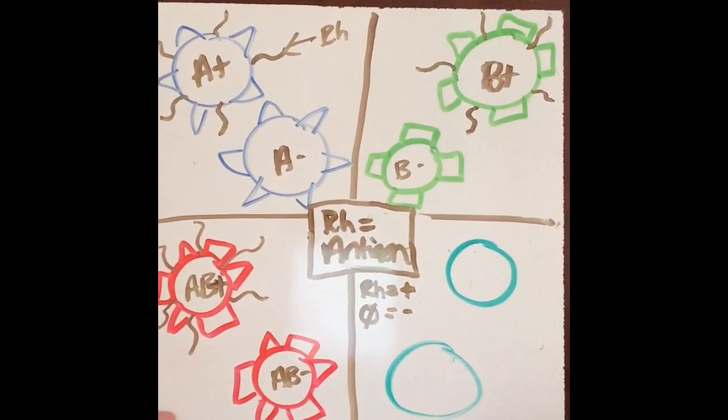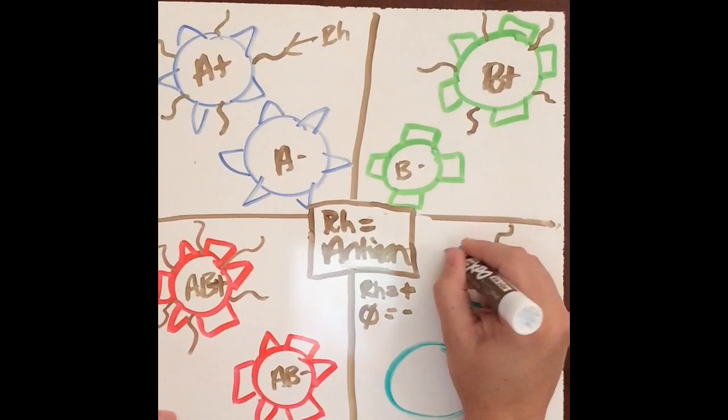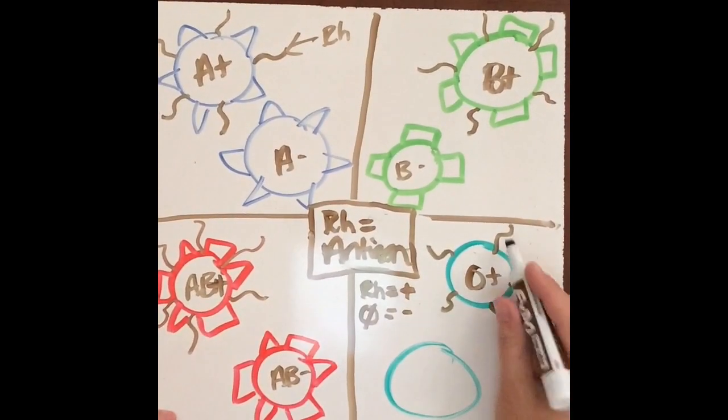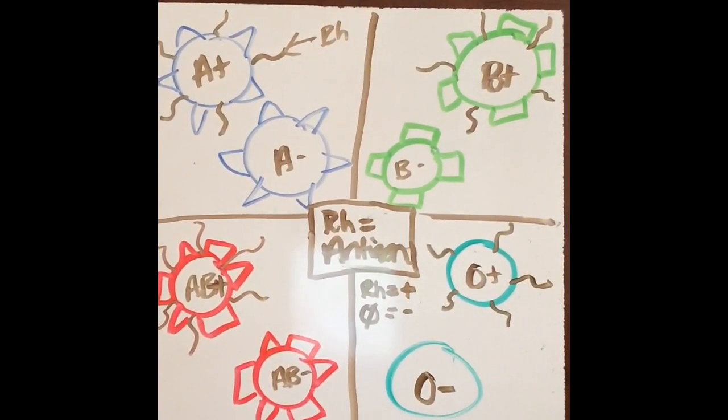And then an O person, because they have no other antigens, if they are O positive, they will have the Rh only on them. Okay, so an O positive person will just have the Rh antigen. An O negative person has nothing. They have no antigens at all. No A, no B, and no Rh factor.